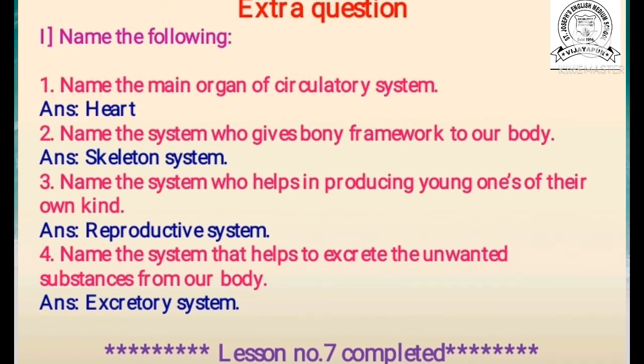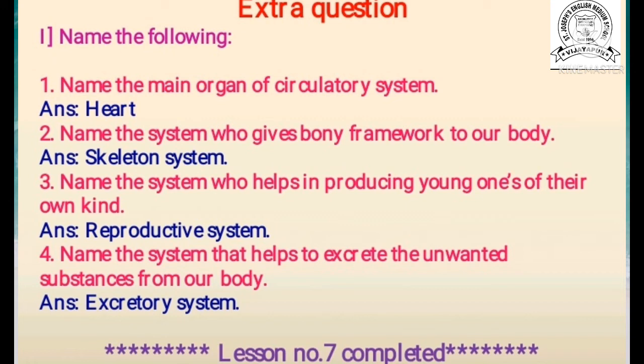Now the next one is the extra questions. These questions are not in your textbook. These are the extra questions. Name the following. The first one: name the main organ of the circulatory system. The circulatory system circulates or supplies the blood to all parts of the body. Which is the main organ where continuous, rhythmic contraction and relaxation happen? Heart. Heart is the main organ of the circulatory system.